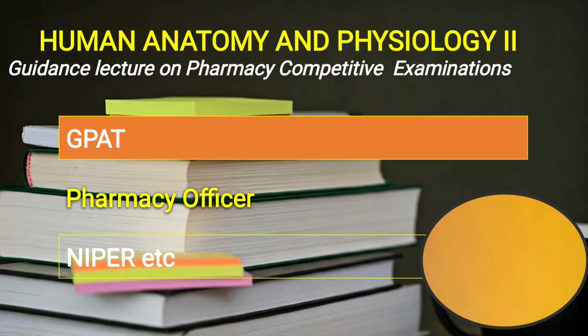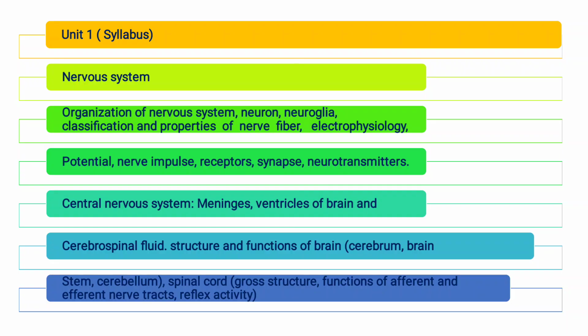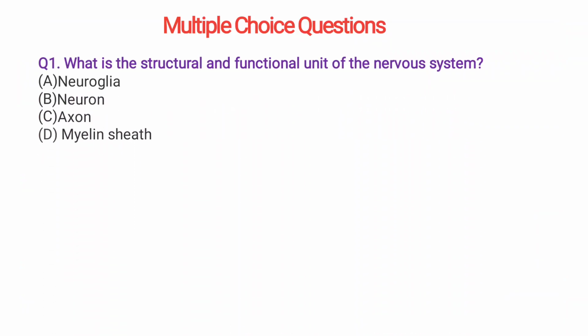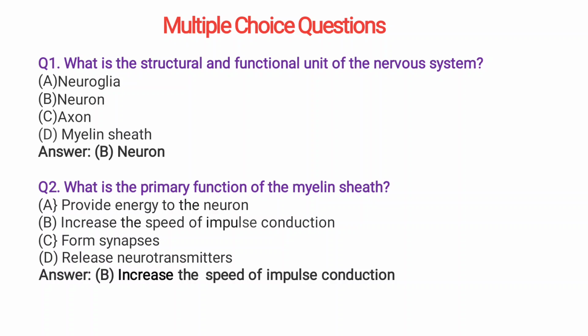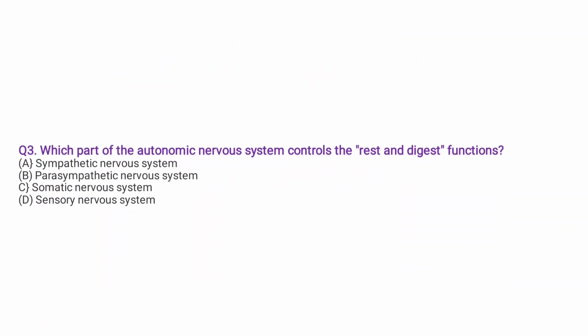Next, we will discuss human anatomy and physiology. Second, first question: what is the structural and functional unit of the nervous system? That is the neuron. What is the primary function of the myelin sheath? Increase the speed of impulse conduction.